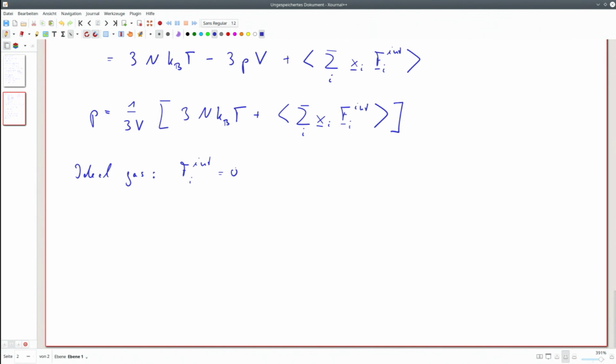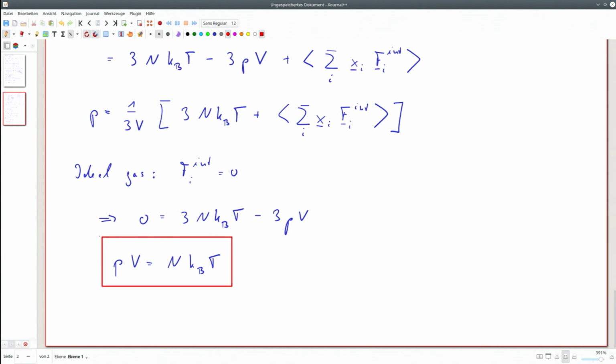And what do we get? 0 equals 3NkT minus 3PV, or if you bring it to one side, this is what I hope you all know from school, the ideal gas equation. Yeah? You get it for free here in these simple considerations, which also tells you that you made at least no severe mistakes in the past, for example, that these factors 3 cancel out.